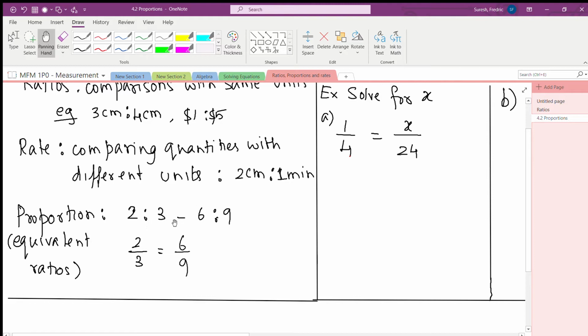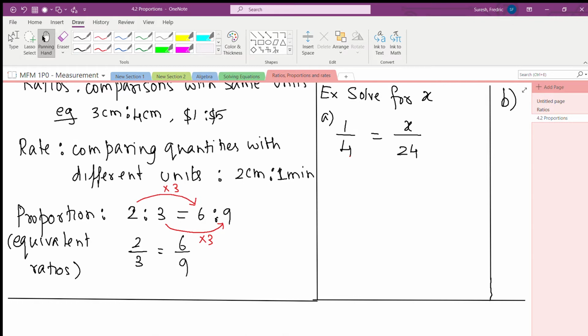2 to 3 is the equivalent of 6 to 9. And how do we know that they're equivalent? Because when you take 2, you have to multiply the 2 by a 3 to get a 6. And if you do the same thing to 3, 3 times 3 is 9. So we have the same number that we multiply with to get the equivalent ratios. Also remember that you can divide by the same number to get equivalent ratios as well.